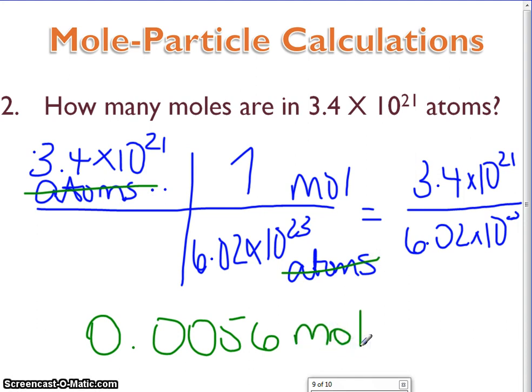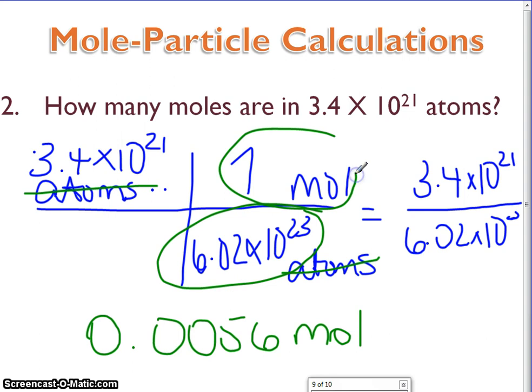And one thing, just to double check your answers to see if they make sense: I know I need to have this number of atoms to make 1 mole. 3.4 times 10 to the 21st power is not even close to 6.02 times 10 to the 23rd power, so I'm not even going to be close to having 1 mole.